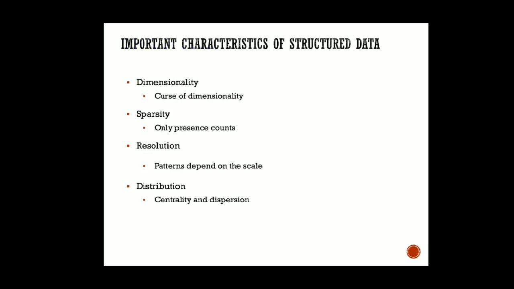First one is dimensionality, then sparsity, then resolution, then distribution. For now we are going to focus mainly on dimensionality. You can see here the curse of dimensionality. What is the meaning of it? Whenever we are going to represent a particular record having so many dimensions, say whenever we are treating our data with respect to many attributes, right?